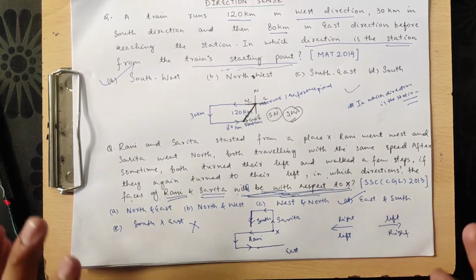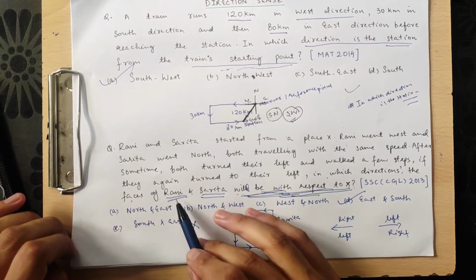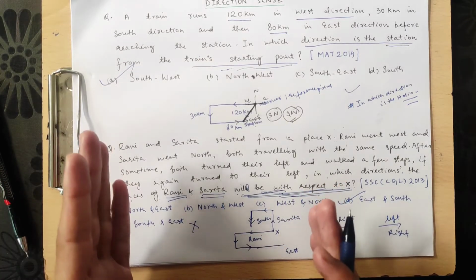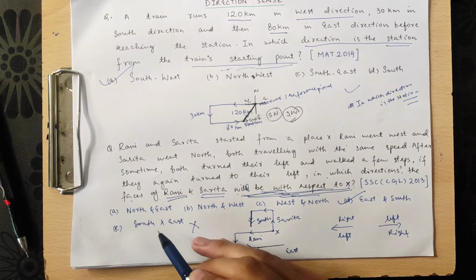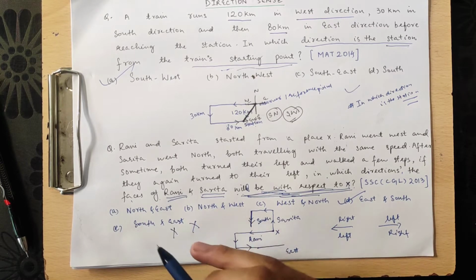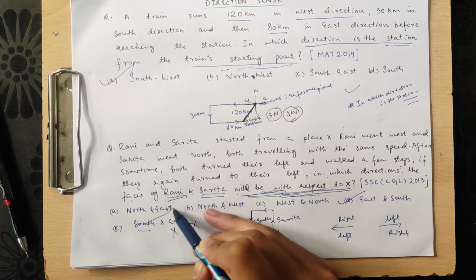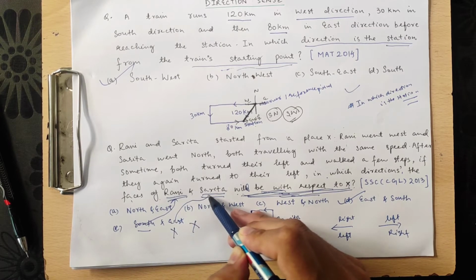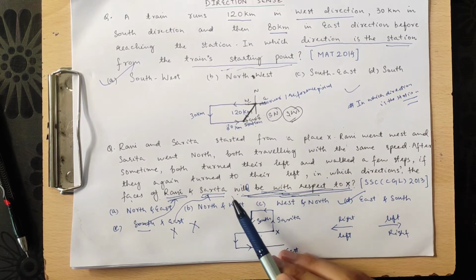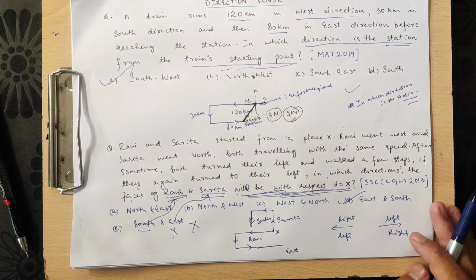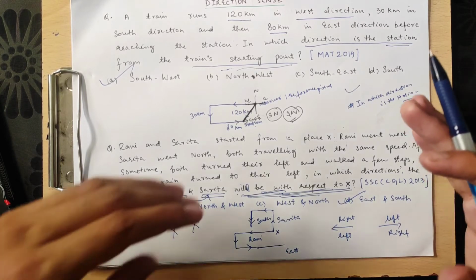Most of the students find the direction towards which Rani and Sarita are facing. That's correct. But then they fail to write the correct option. South and east will be wrong. It would be regarded as Rani's facing direction being south and Sarita's being east. That's absolutely wrong. Rani is looking towards east and Sarita is looking towards south. So this is the correct option. These are the main important points.